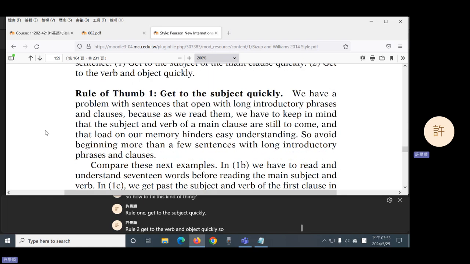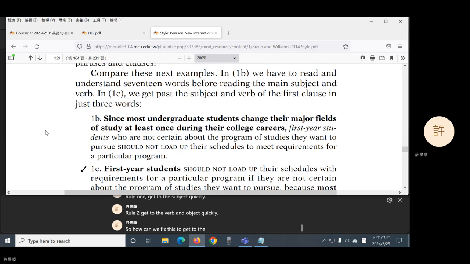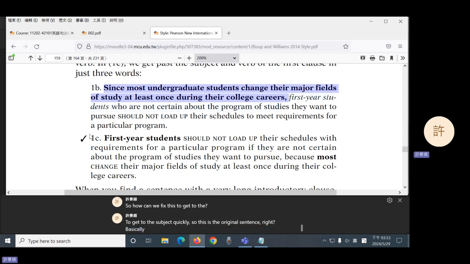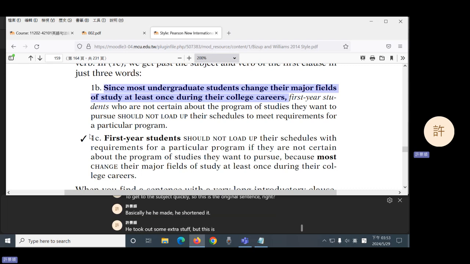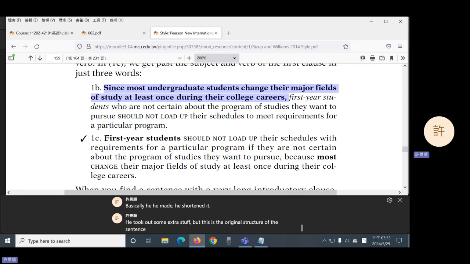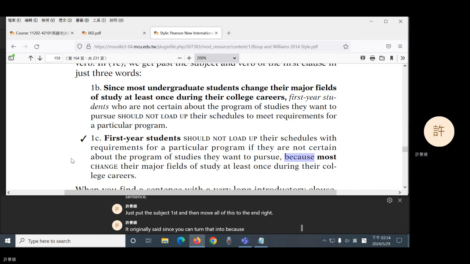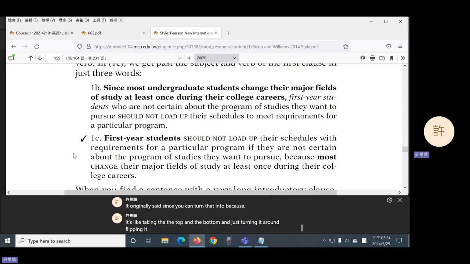So how can we fix this to get to the subject quickly? So this is the original sentence, right? Basically, he shortened it. He took out some extra stuff, but this is the original structure of the sentence. Just put the subject first and then move all of this to the end. Right, it originally said since, you can turn that into because. It's like taking the top and the bottom and just turning it around, flipping it. So you begin with the subject and then the verb immediately.